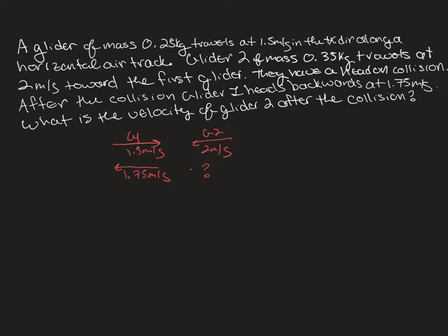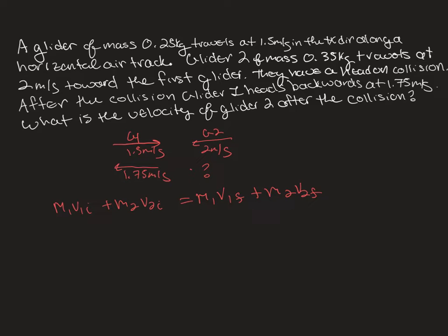All right, so it doesn't say elastic anywhere in the problem, so we have to assume it's an inelastic collision. They don't stick together after the collision, so that tells me it's just a standard inelastic collision. So I'm going to write out my conservation of momentum equation. So m1 v1 initial plus m2 v2 initial is going to equal m1 v1 final plus m2 v2 final.